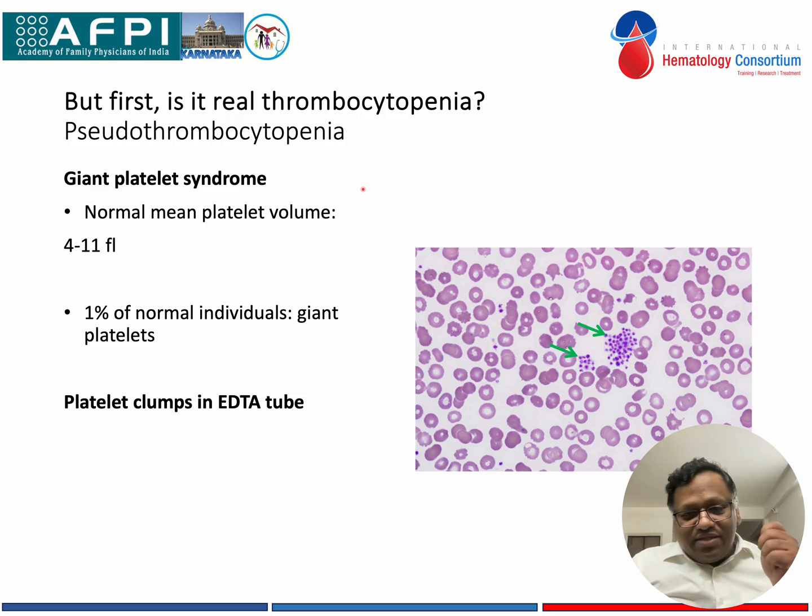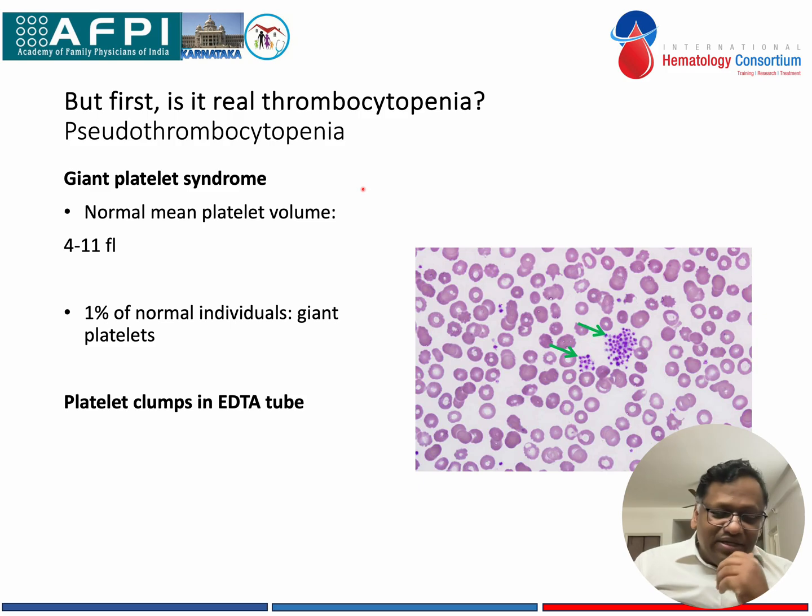So if you take the patient's blood and run it through various cell counters multiple times, you will get very varying, very weird numbers. Sometimes it will say 55,000, sometimes it will say 100,000, sometimes it will say 80,000. So it will keep on varying because it keeps on ignoring the larger platelets. That's the first cause.